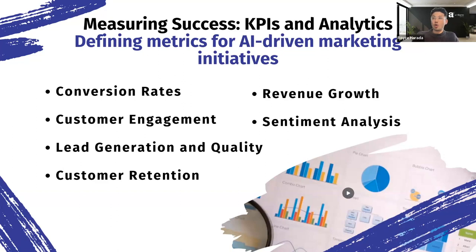There's lead generation and quality, where we can monitor the number of leads generated through AI-powered tools and assess the quality and conversion potential of these leads. So big emphasis on the quality of the leads because right now, at least, it's up to us as marketers and whoever is owning these campaigns to really assess the effectiveness of the campaign based on qualified leads. But then, of course, there's lead scoring. So there are different generative AI tactics as well.